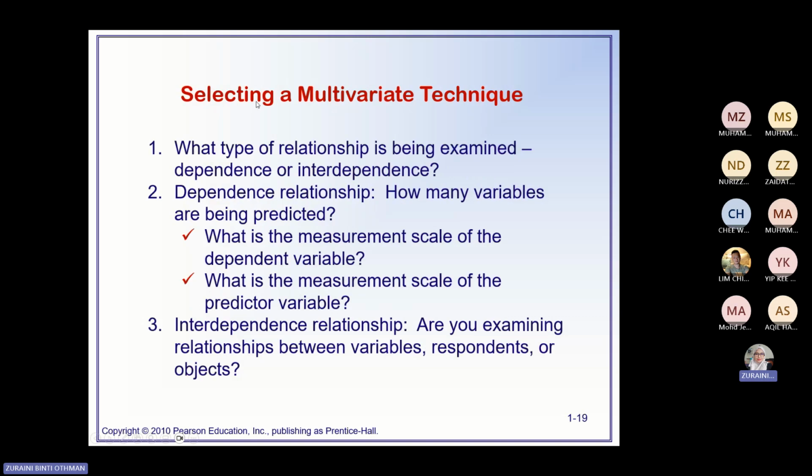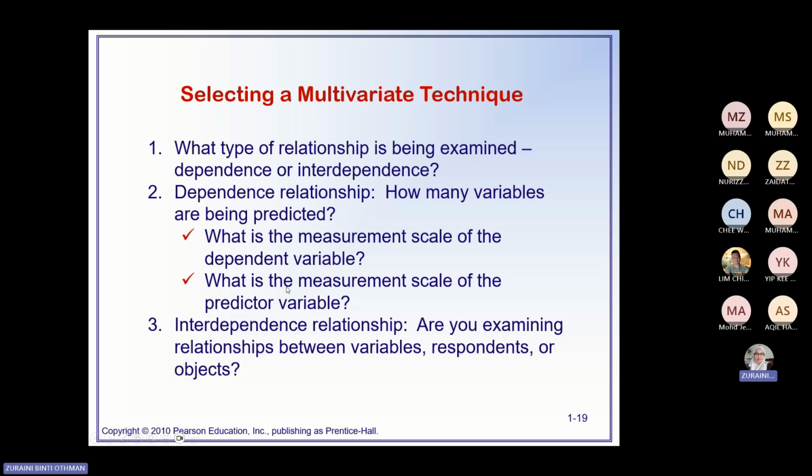Okay. And how can we select a multivariate technique? First we have to know what type of relationship is being examined. Is the relationship between the y prime and the x variables that we learned at the start a dependence or an interdependence relationship? If it is a dependent relationship, you may investigate how many variables are being predicted. And after that, what is the measurement scale of the dependent variable?